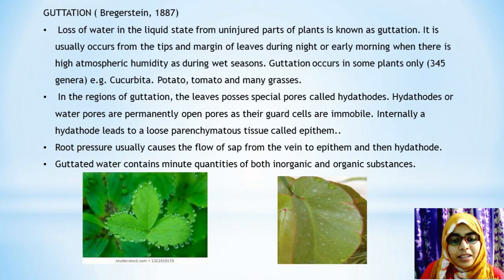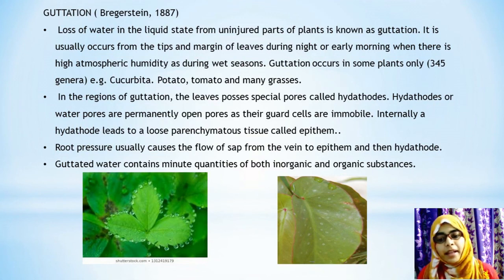In the region of guttation, the leaves possess special pores called hydathodes. Hydathodes or water pores are permanently open pores without any guard cells. They don't have any guard cells, or the guard cells are immobile. Immobile means they cannot move. But the guard cells which are present in the stomata are mobile. We will be studying stomata in brief in the next topic. Internally, a hydathode leads to a loose parenchymatous tissue called epithem. Root pressure usually causes the flow of sap from the vein to the epithem and then to the hydathode.